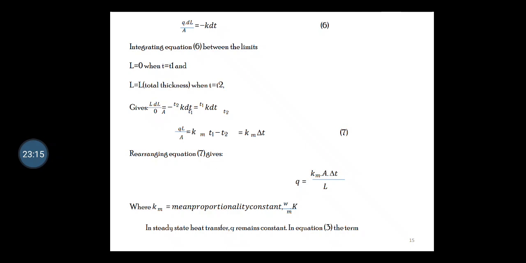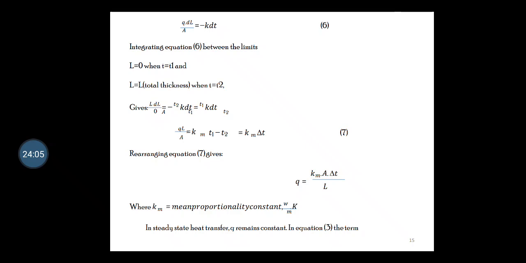this gives equation 7: q times the integral from 0 to L of dl upon A is equal to minus the integral of k dt from t1 to t2, so qL upon A is equal to km into (t1 minus t2), which is equal to km into delta t. When you rearrange equation 7, it gives small q is equal to km into A into delta t upon L, whereas km is your mean proportionality constant, in W per m K. In steady state heat transfer, your q remains constant.